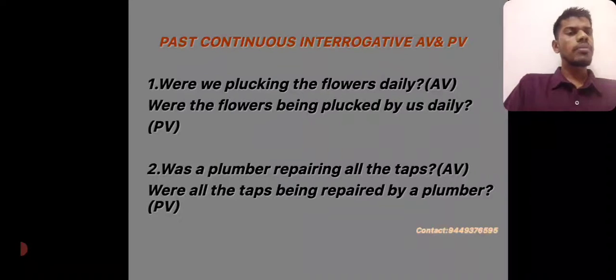But here we are talking about all the taps, that is maybe 5 or 6 or 10, so I have taken were. In place of taps, if you find a tap, then we can use only was, but here it is plural, hence I have to take only were. Were all the taps being repaired by a plumber? So this is the answer for past continuous interrogative. We need to identify the object here also. If the object is singular, you can use was from the beginning in the passive form. If the object is plural, you can use were.